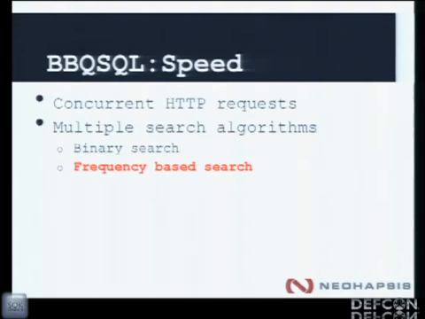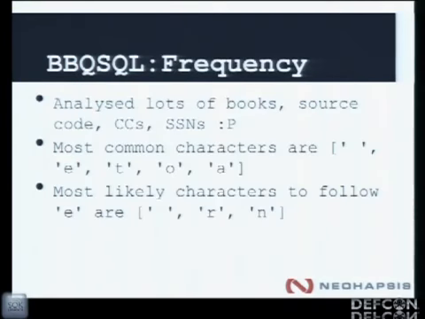The other thing that we're playing with, and it can be beneficial in some instances, is to do frequency-based search. I know some other tools have done this before. I decided to try it myself. It's fun. So what I did is I analyzed thousands of open source books for the character frequency. And what I found, which isn't surprising for anyone who's done any cryptography, is that the most common character in all of these books was the space character, followed by E, followed by T, followed by O, followed by A.